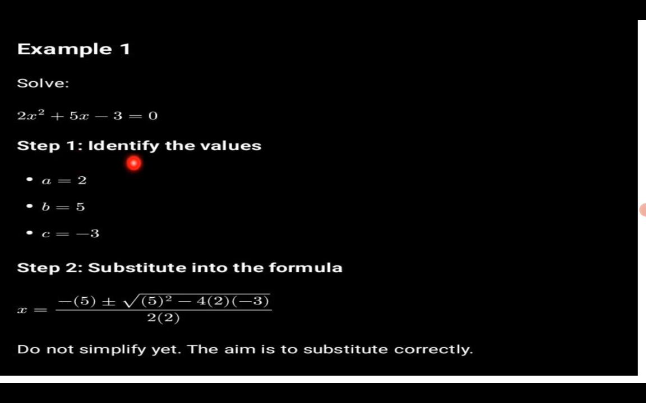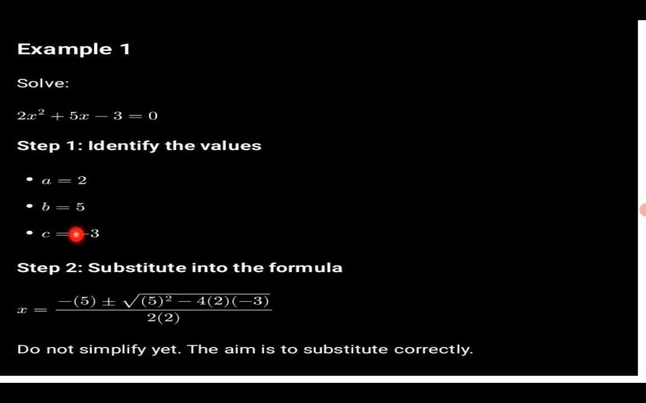So the first step is to identify the values of A, B, and C. So A is 2, as you can see here. B is 5, while C is minus 3. And this is equal to 0. So the next step now is substitute the values into the formula. Remember, our formula is minus b plus or minus root of b squared minus 4ac divided by 2a. So you put given values where they belong.